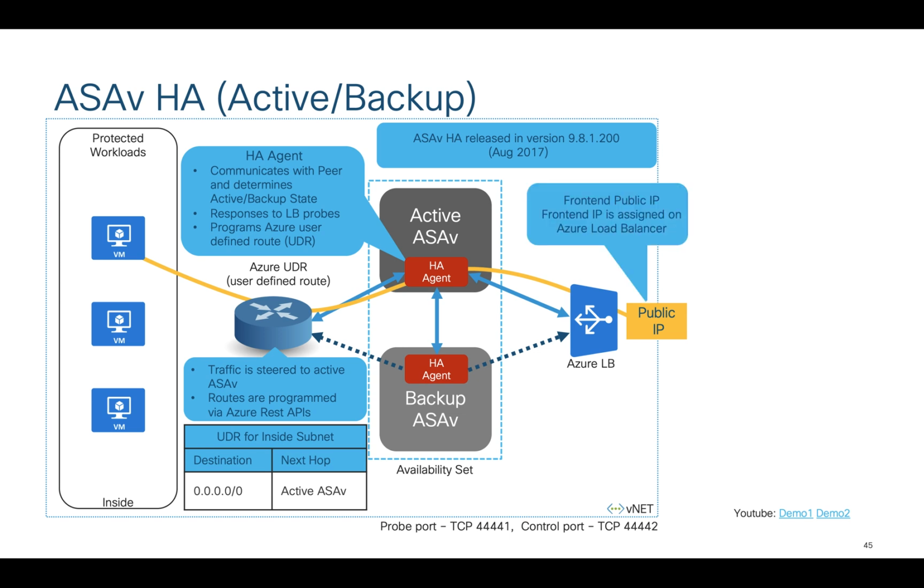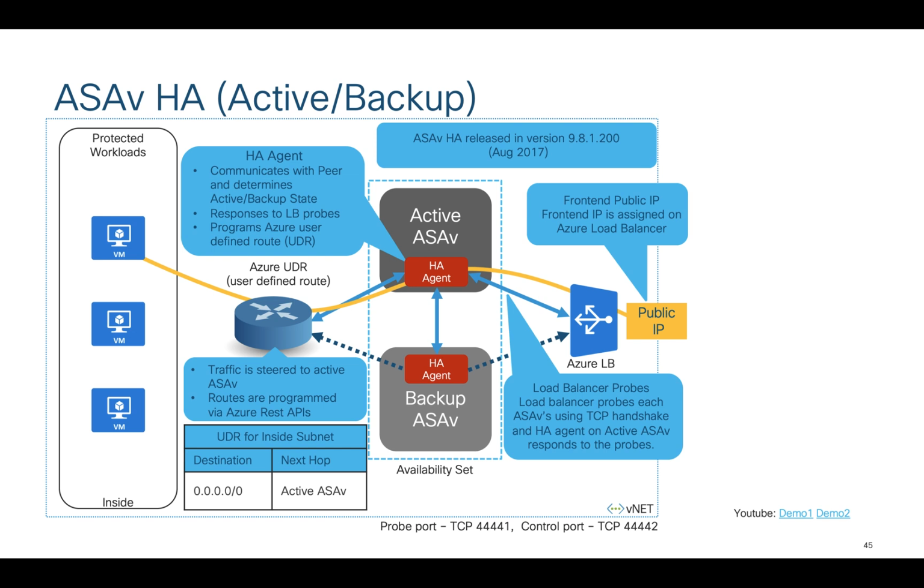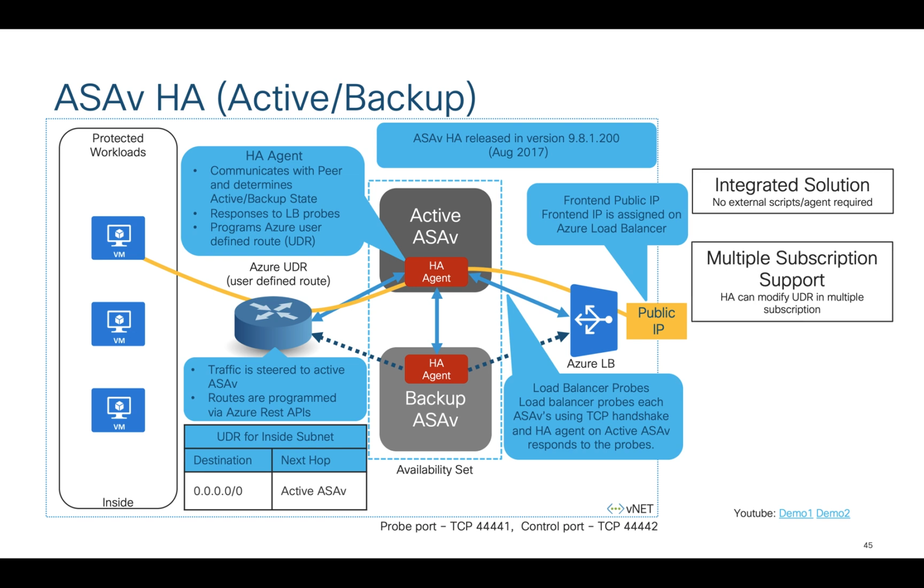All the front-end IPs will be on the front-end load balancer, so users will always hit the public IP address from outside. Another important thing which I've already told you is that, by design, all the requests from the load balancer, I'm talking about probes, are answered only by the active ASA. It is an integrated solution. You don't have to write any external script, and no external agent is required.